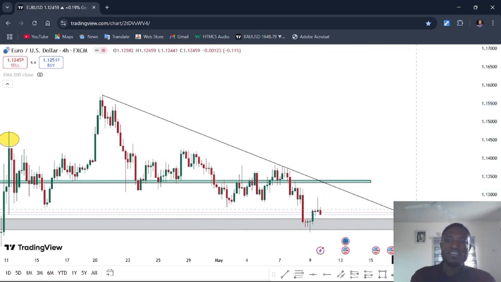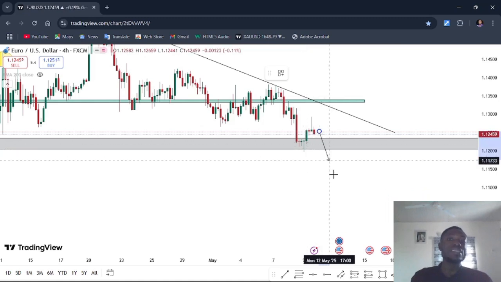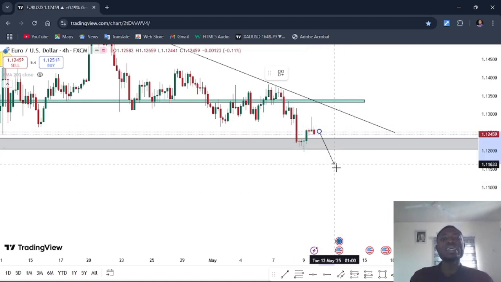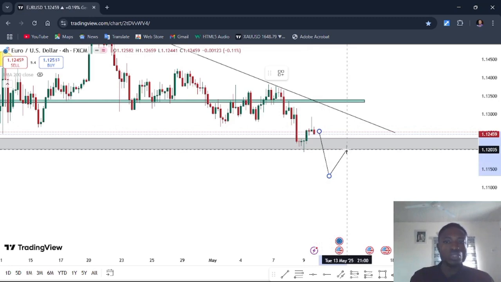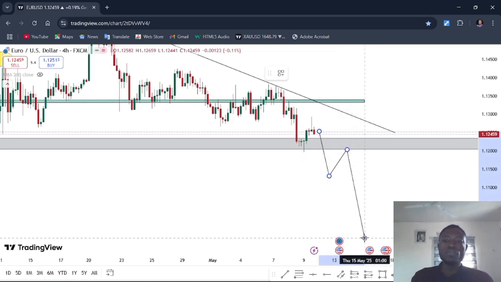But this zone is what is stopping price from heading downward. If price should clear this zone, I will still go down to a lower time frame like the 1-hour time frame and wait for a retest of this zone before going in for a sell.